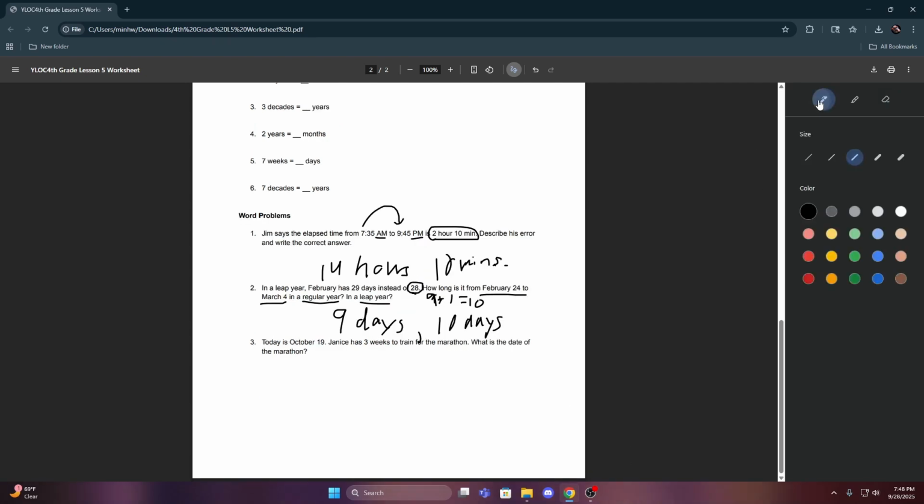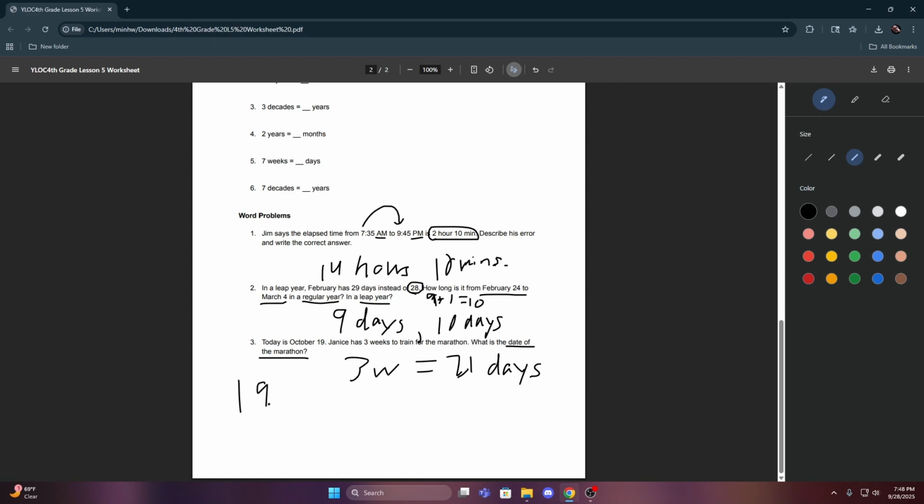Lastly, today is October 19th. Janice has 3 weeks to train for the marathon. What is the date of the marathon? So now we first know that October always has 31 days. And we can also think that 3 weeks is equal to 21 days because 3 times 7 is 21. So now you can add 21 days to October 19th to get that final answer.